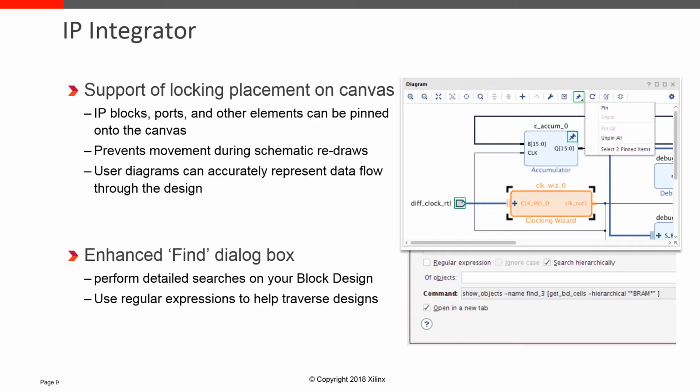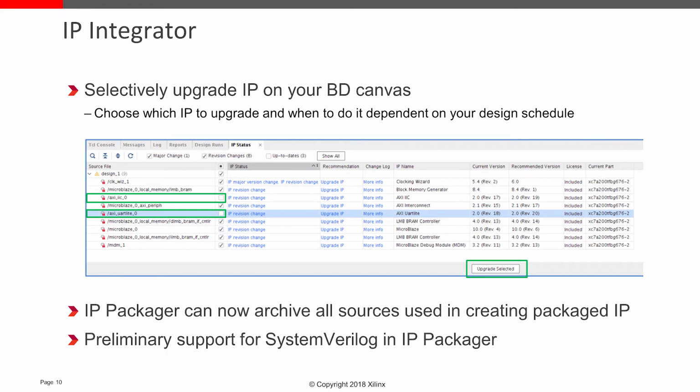New Find dialog box allows users to perform detailed searches and use regular expressions to better traverse the design hierarchy. IPI now offers a way for selective upgrade of the IPs on the canvas. Users can now choose which IP to upgrade and when to do it based on their needs. In addition, IP Packager can now archive all sources used in creating a packaged IP, and preliminary support for SystemVerilog has been added in IP Packager.